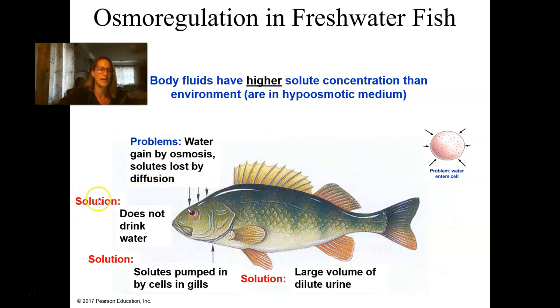So the ways that they combat this, the ways that they osmoregulate, is that they do not drink water because they don't need more water. The water that they need to get is coming in through their gills. Solutes are passively leaving the gills, so they have to actively pump solutes back in to the gills. And they also release a large volume of dilute urine, and that's one way of getting rid of some of that excess water.